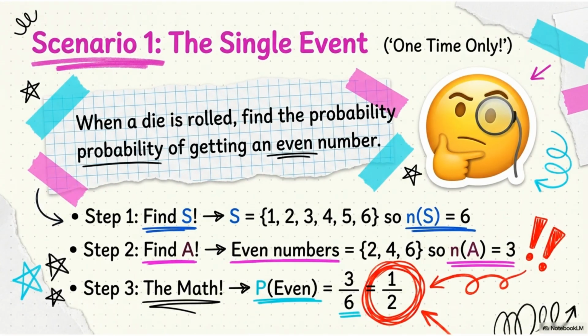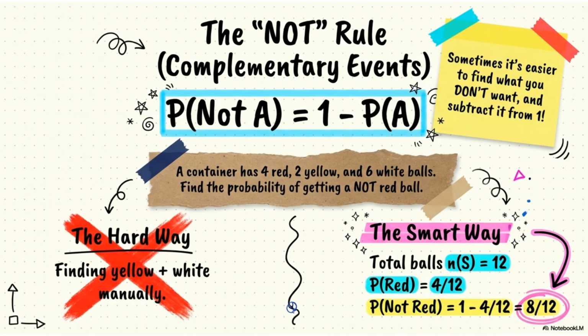Let's look at a single event. When rolling a die, the sample space is 1 through 6. To find the probability of rolling an even number, we count the successful outcomes, which are 2, 4, and 6, giving us a probability of 1/2. Sometimes it is easier to use the NOT rule for complementary events. The probability of an event not occurring is simply 1 minus the probability of it occurring. This is a smart way to simplify your calculations.